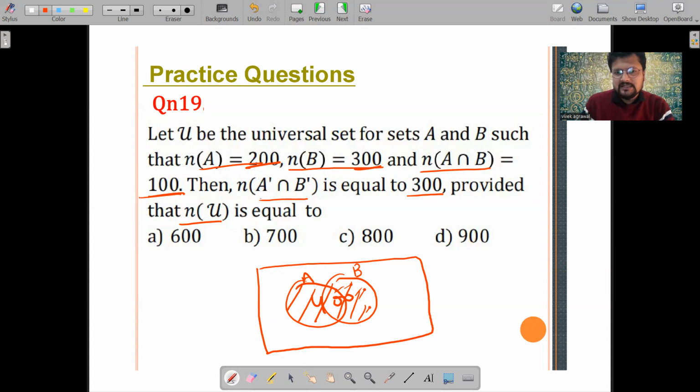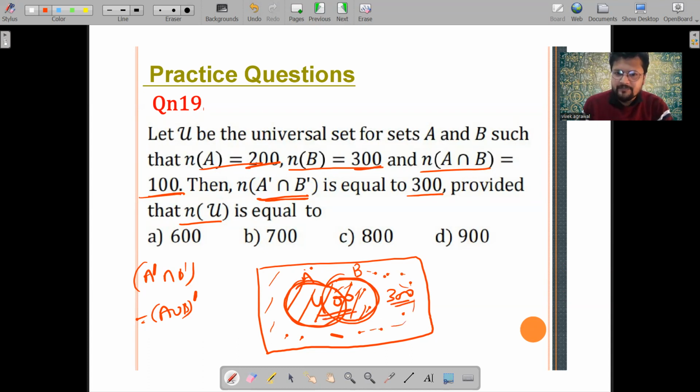Now it's given A dash intersection B dash. So A dash intersection B dash is nothing but what? A union B dash, right? A union B dash means this outer portion. And this outer portion is given as 300. So this periphery includes 400 elements and this outer area includes 300 elements. So the total elements in this universal set would be 400 plus 300, that is 700. Right? Any doubts? Anyone? No, I believe, right?